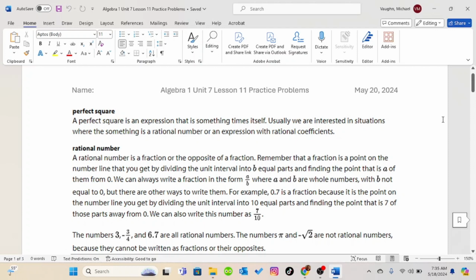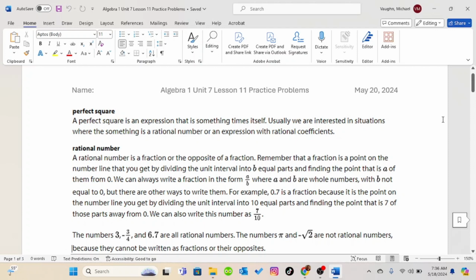The first term is perfect square. A perfect square is an expression that is something times itself. Usually we are interested in situations where the something is a rational number or an expression with rational coefficients. That leads into the next vocabulary term, which is rational number. A rational number is a fraction or the opposite of a fraction.